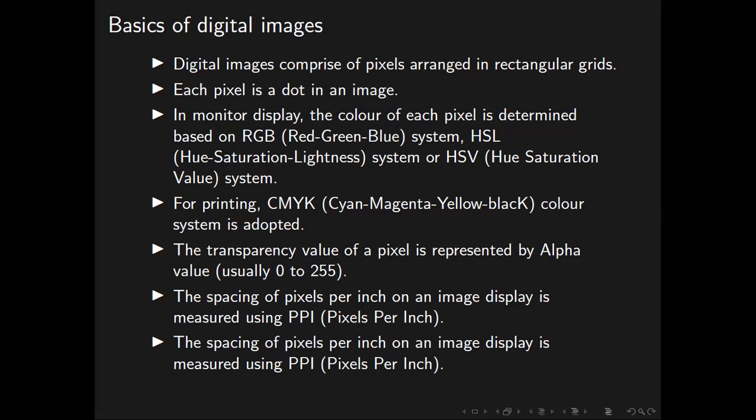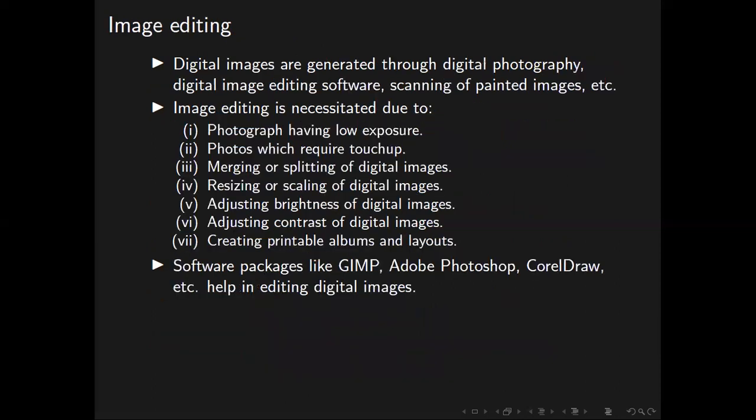Then we specify the pixel density using two terms. One is PPI, pixels per inch. You take 1 inch of space, 1 inch length, and count the number of pixels. It is called the PPI, pixels per inch. Then for printing, we specify another term called DPI, dots per inch. These were the terms we covered yesterday.